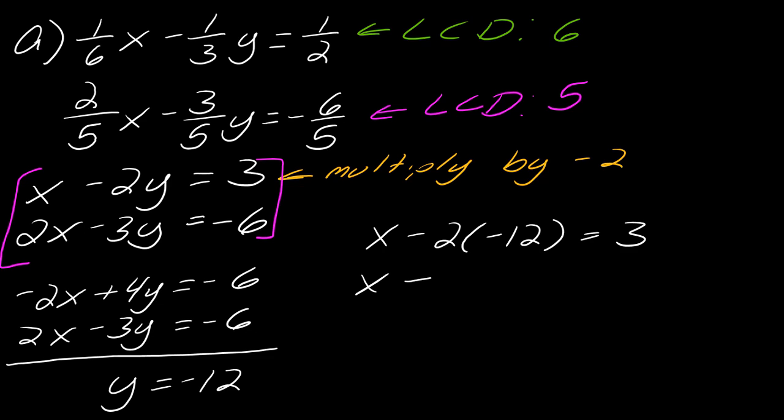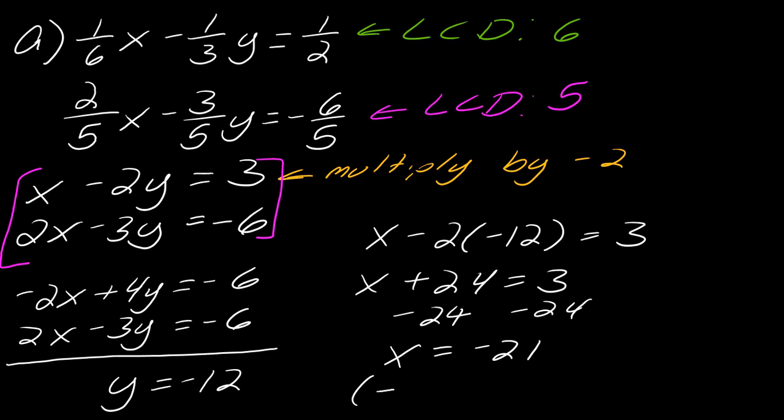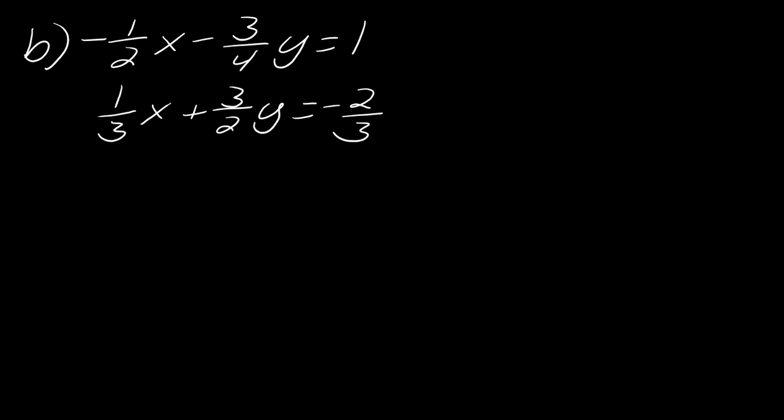So I get x plus 24 equals 3. Subtract the 24 from both sides, and I get x equals -21. So my solution here is -21, -12. And so that would be it. Okay, so let's move on to the next problem here.